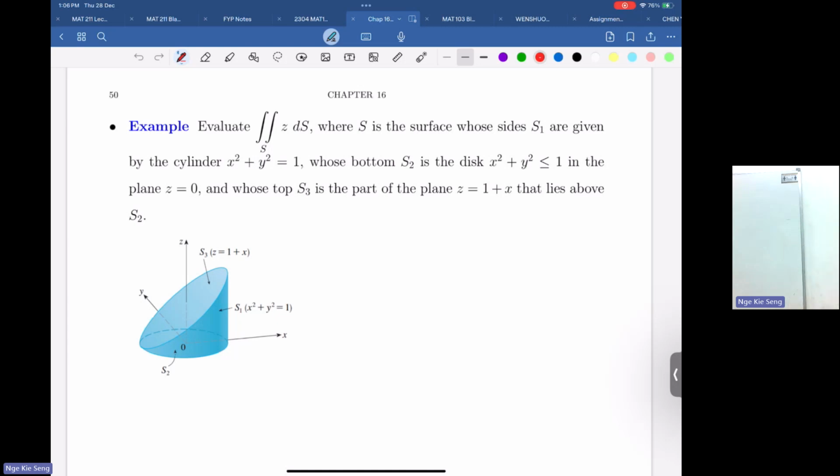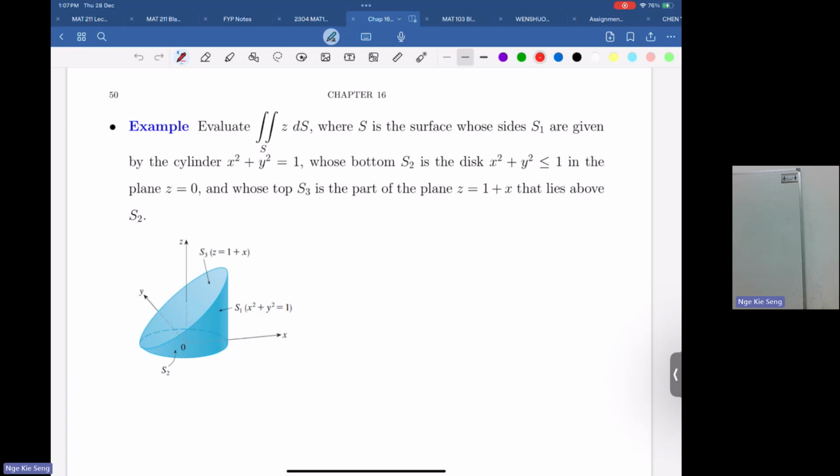So this is a surface that is built up by three sides: S1, S2, and S3. S1 is the side, S2 is the bottom side, S3 is the top side. The side is covered by a cylinder. You should start imagining you have a cylinder. And what's the radius of this? x squared plus y squared equals 1. So you should start imagining a cylinder.